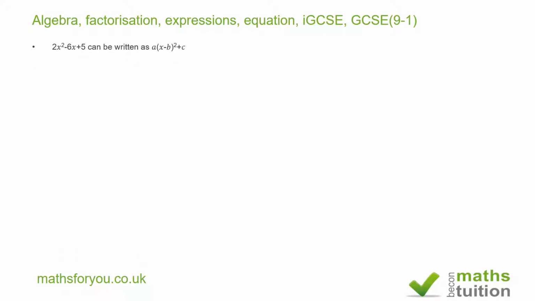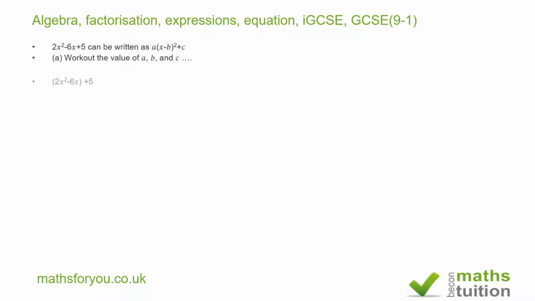Right, it then says 2x squared minus 6x plus 5 can be written as a into x minus b all squared plus c. And for the first part, it says work out the value of a, b, and c. This question, by the way, carries 4 marks, and there are 2 sections.